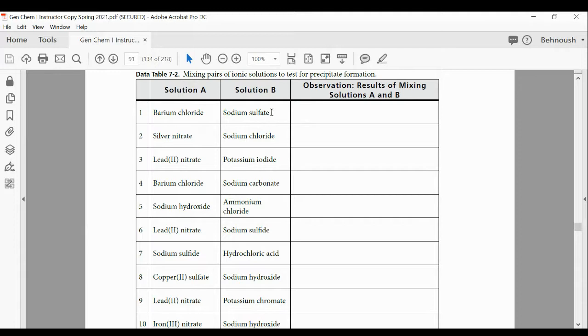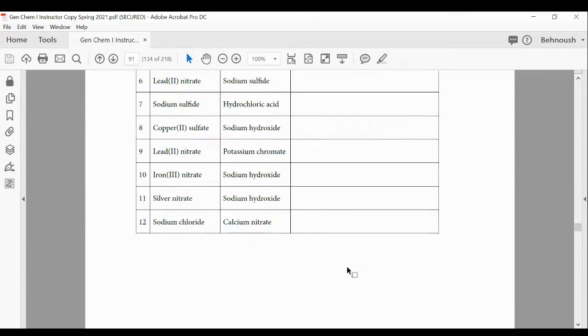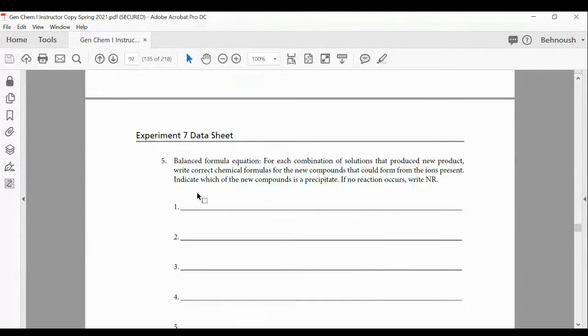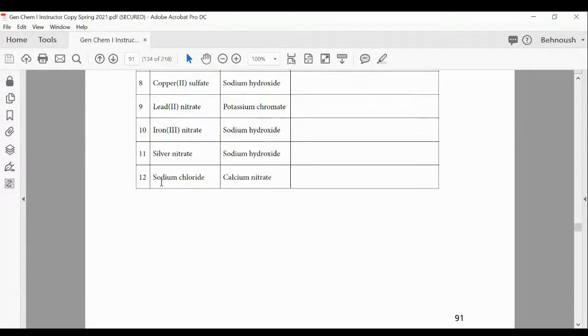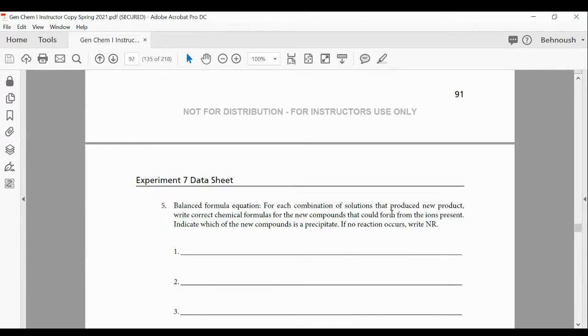For barium sulfate, you have to check the solubility table to see if it is a precipitate or not. Then you write your observation when you are mixing. Your observation would be if there is a color change, if a precipitate formed, or it didn't form. On the next step, when you're writing the molecular equation, you add the two solutions from A and B and write the products. Make sure you write the formula.